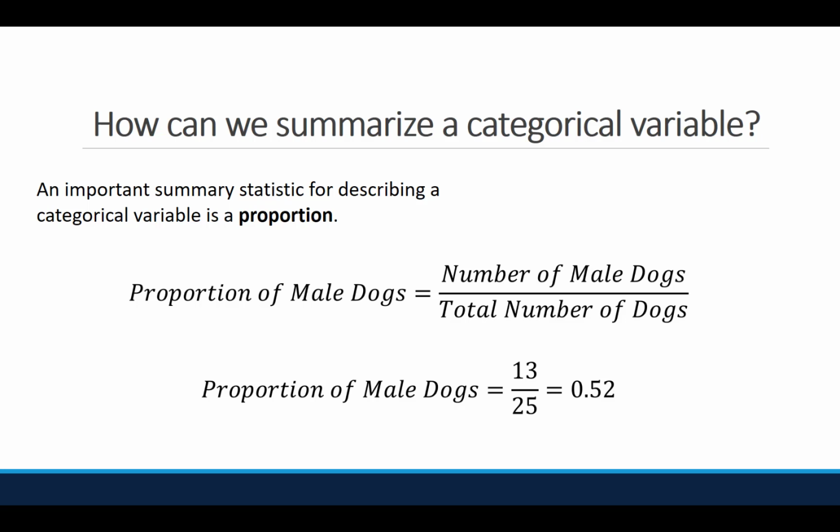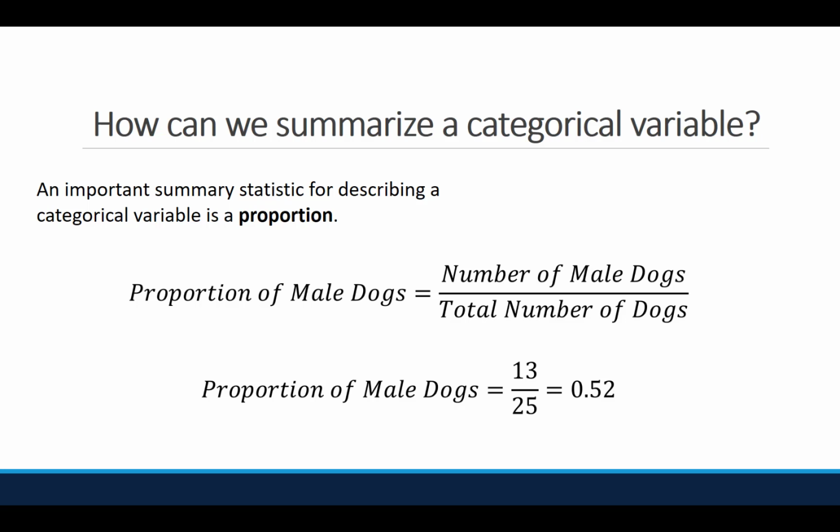For example, looking at the dog data, we can summarize the categorical variable sex by looking at the proportion of dogs that are male. Notice that the proportion of dogs that are male is equal to the total number of male dogs divided by the total number of dogs. This gives the proportion of male dogs equal to 0.52. The information in a proportion can also be written as a percentage. We could say that 52% of the dogs are male.